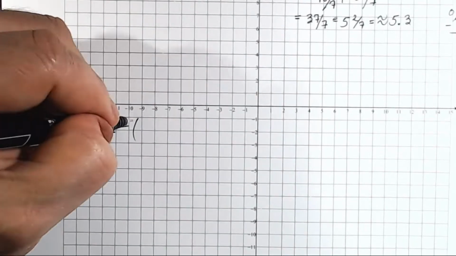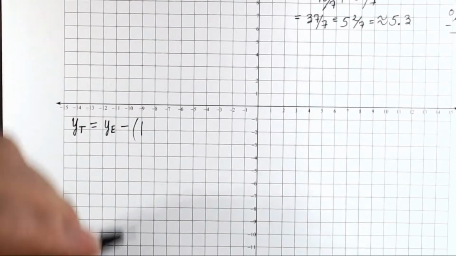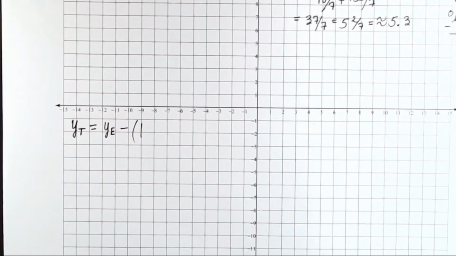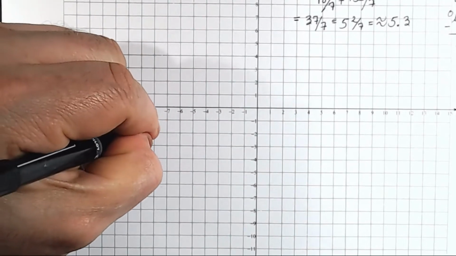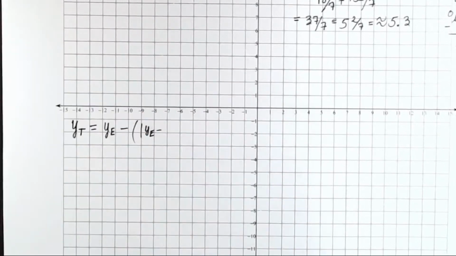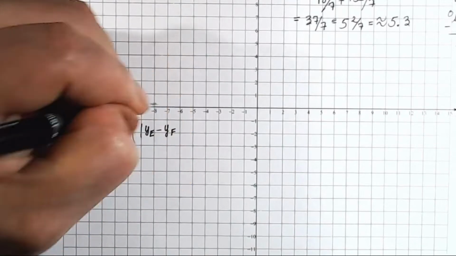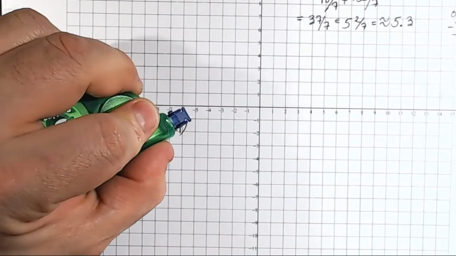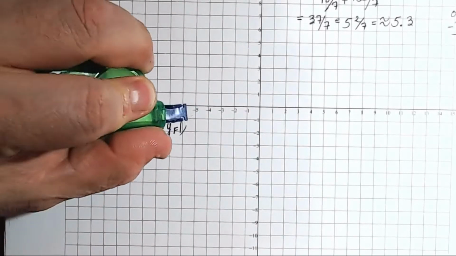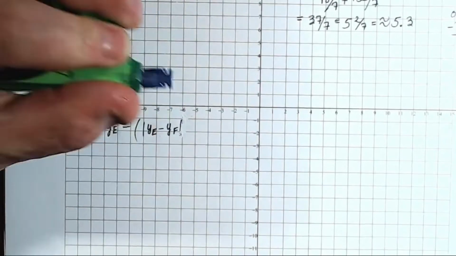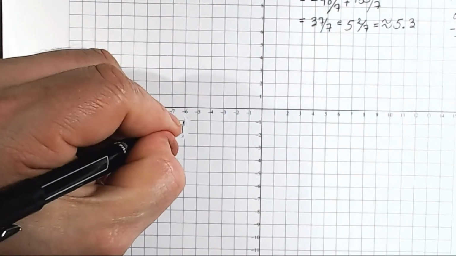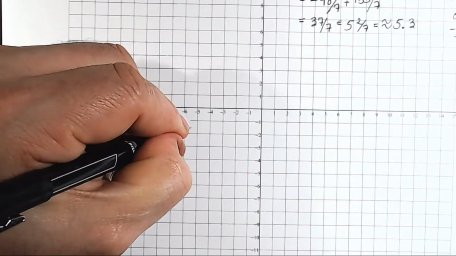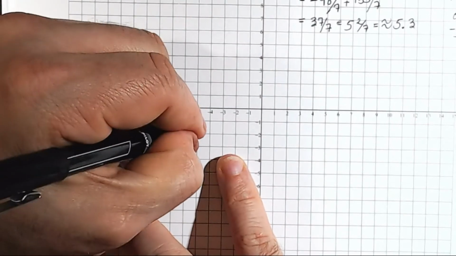open parentheses, absolute value. And now I need the y coordinate again, the absolute difference in the y coordinates. So y sub e minus y sub f. Close those absolute values and close the coordinate. Whoops, we're not closing the parentheses yet. Lo siento, I'm sorry. So close the absolute value and then multiply by the fraction 5/7.